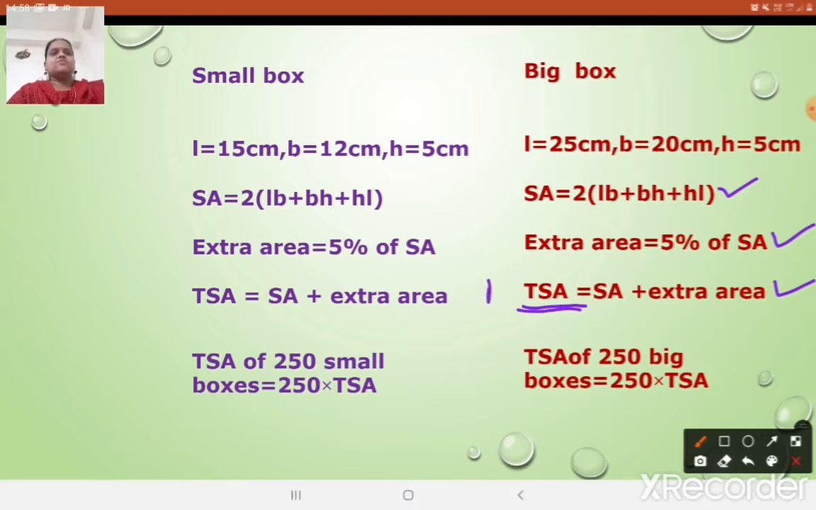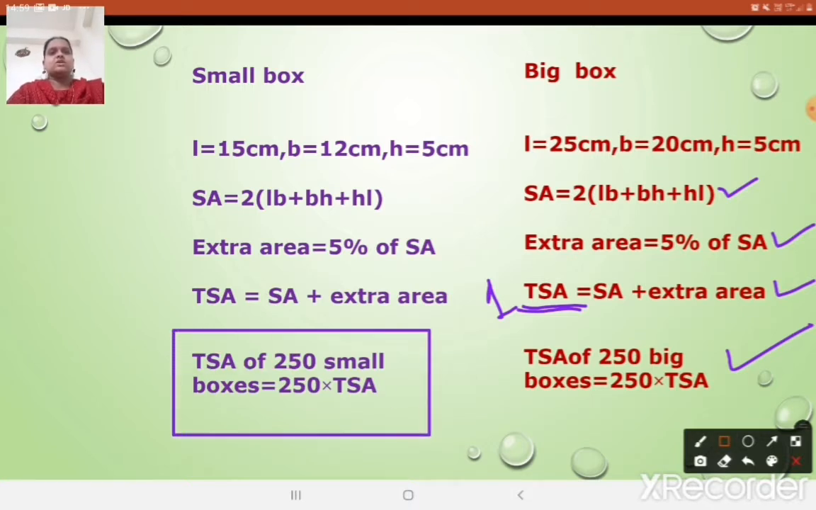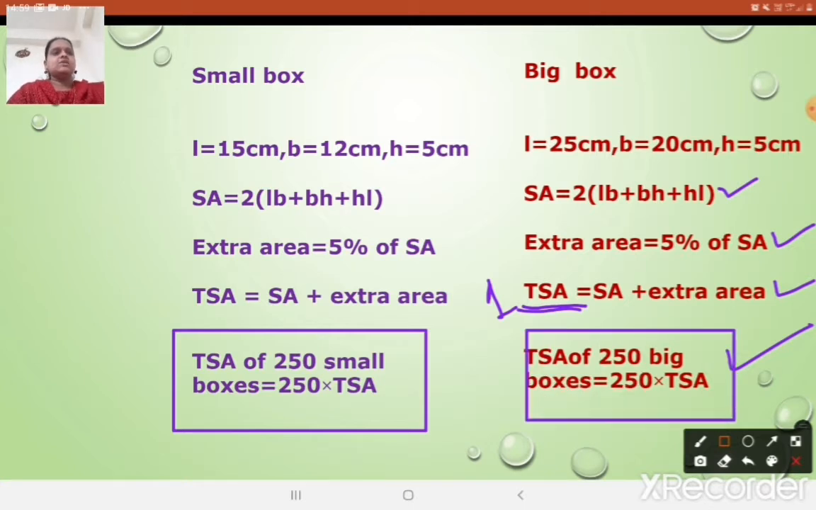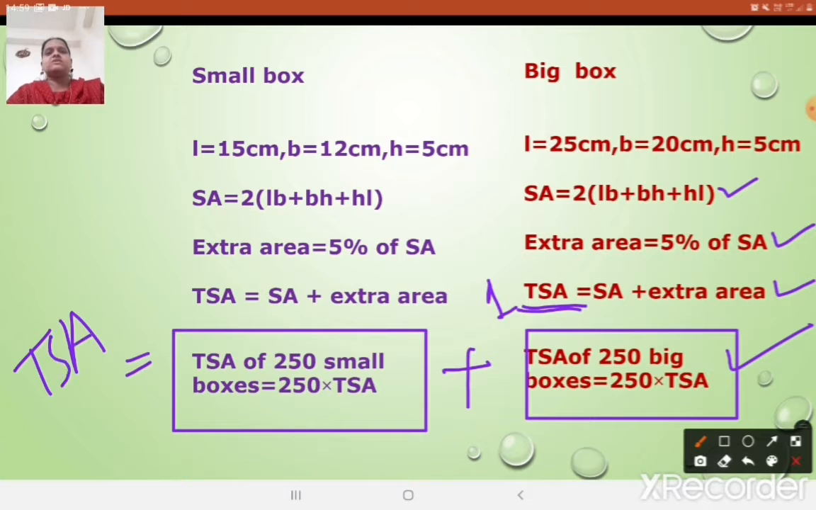Then again, this is for your one box. So similarly, by multiplying by 250, find it for 250 boxes. So in this case, what are we getting? We are getting the total surface area for 250 small boxes, and here you will get the total surface area of 250 bigger boxes. Now what is the next step? Then you will add it. If you add these two values, you will get the total surface area of both the boxes together.